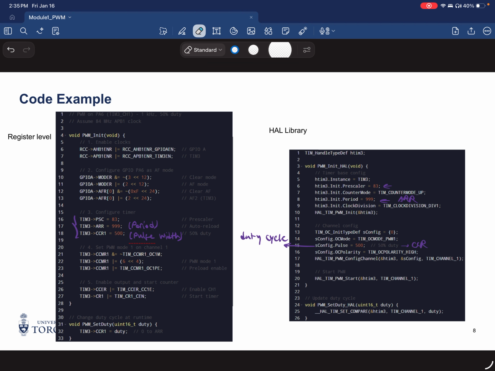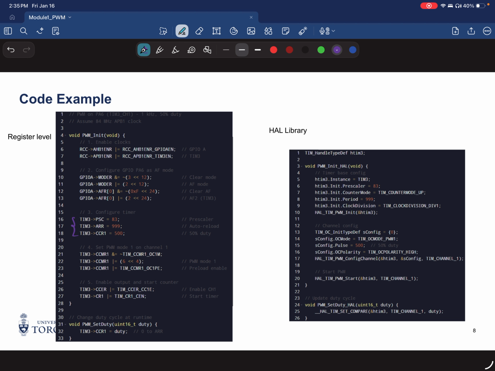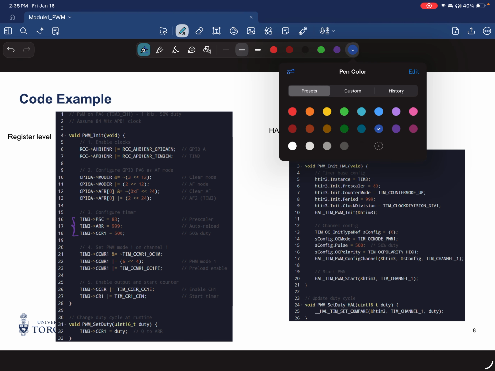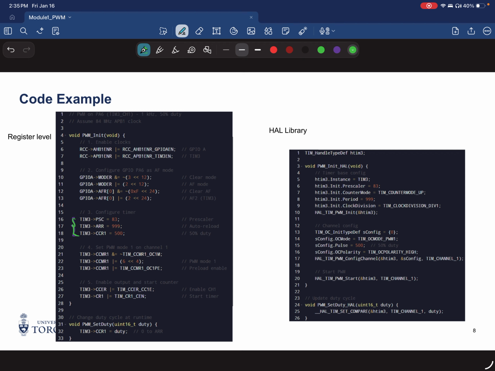Then we talked about the code implementation here. For the code implementation, what we are doing is we are setting 3 registers for the timer. The prescaler and ARR define our frequency and resolution, and the period of our signal, and then we set the compare register, which defines the duty cycle.